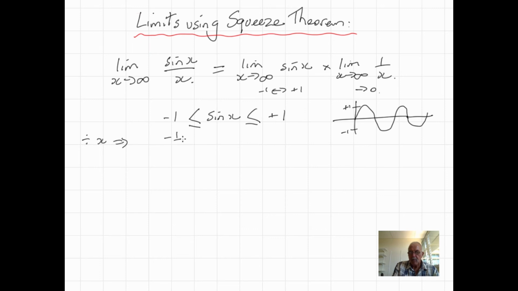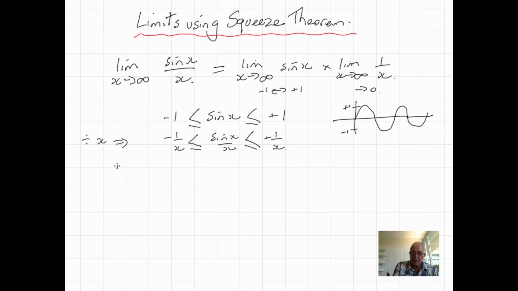and we get -1 on x, less than or equal to sine x on x, which is our function that we're trying to find the limit for, less than or equal to +1 on x. Now these are my two other functions. In other words, this function is going to lie between -1 on x and +1 on x. So this function will lie in between those two.